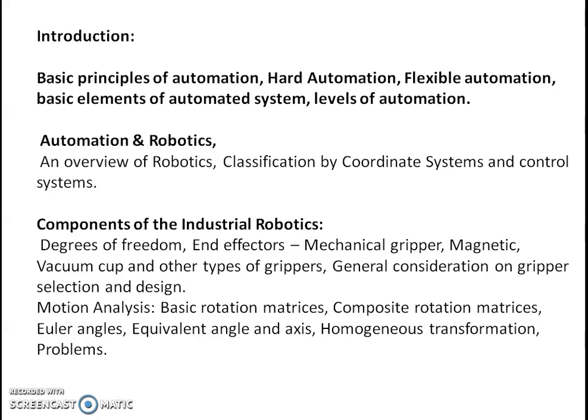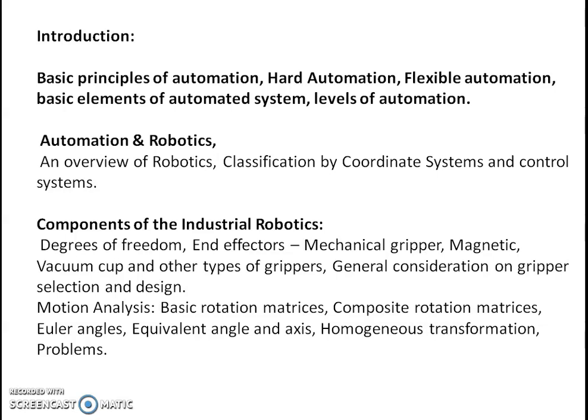For that, basic rotation matrix, what are the different types of basic rotation matrix available? We'll get into it. And composite rotation matrix, the same thing. The first one is the fundamental rotation matrix, and the second one is the composite rotation matrix. And Euler angles, Euler equivalent angle and axis, homogeneous transformation, and based upon it we have a few problems, so we will see in detail.